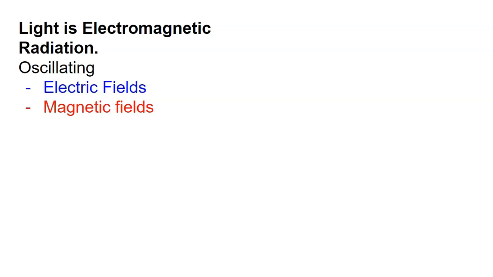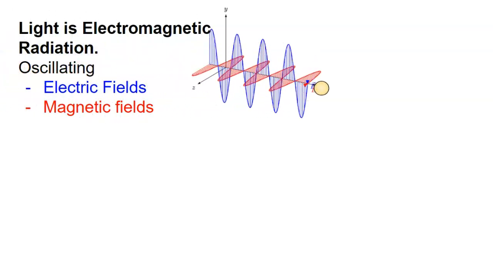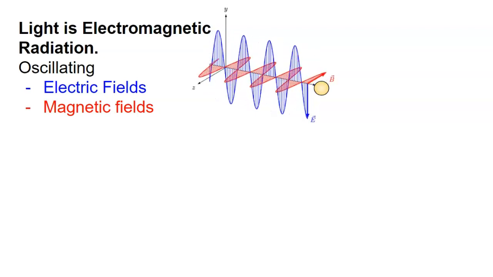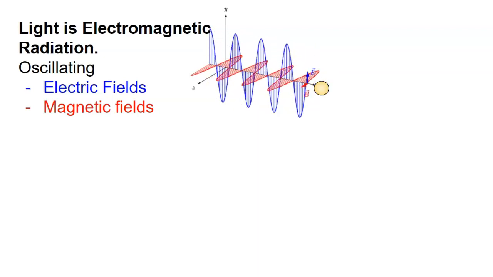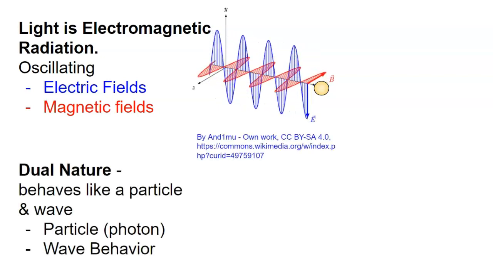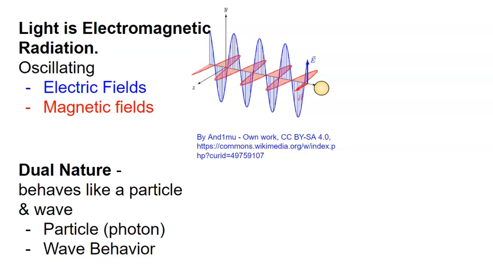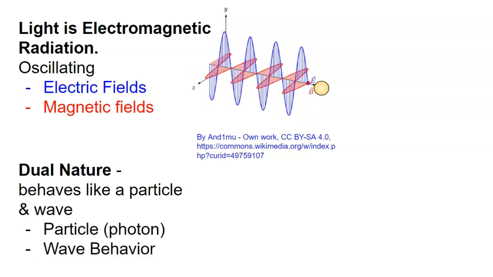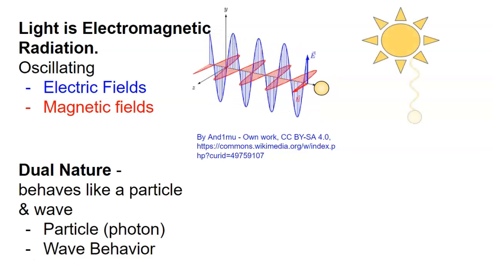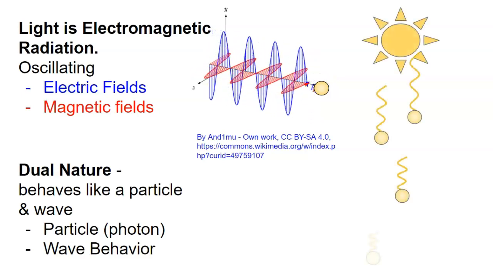And the reason why it's called electromagnetic radiation is because light contains oscillating electric and magnetic fields. Light also has a dual nature. It behaves like a particle and a wave. The particle component of light is known as a photon.